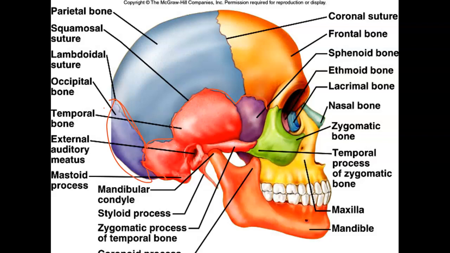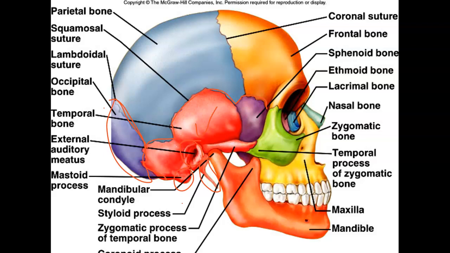That's in this bluish purple or indigo color. You have the temporal bone, which is in the bright red through here. You have the external auditory meatus. That's the ear canal. And you're going to have some processes. The more rounded process at the base of the skull is called the mastoid process. The pointy section in here is going to be referred to as the styloid process.